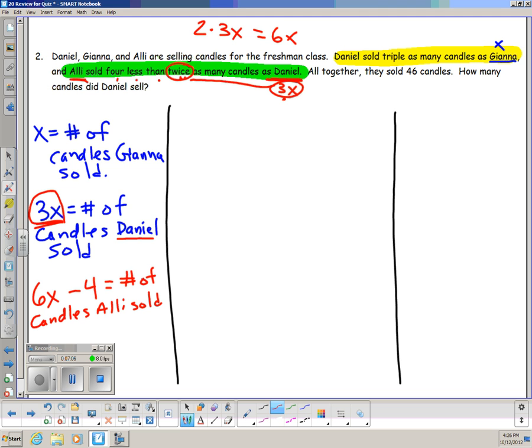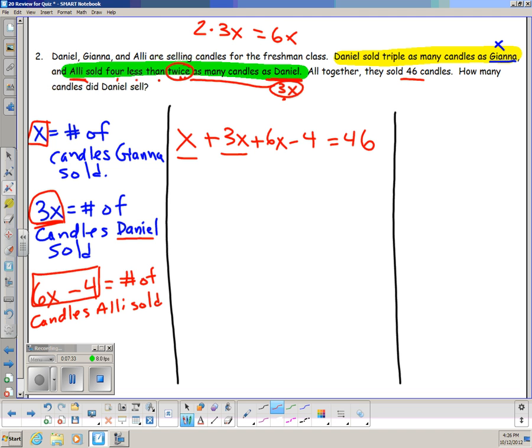It says altogether they sold 46 candles. So altogether, I can take the 3 expressions that I have for the number of candles each person sold and add them together to get 46. So I'll write X plus 3X plus 6X minus 4 equals 46. There's my equation. And now we'll solve the equation.